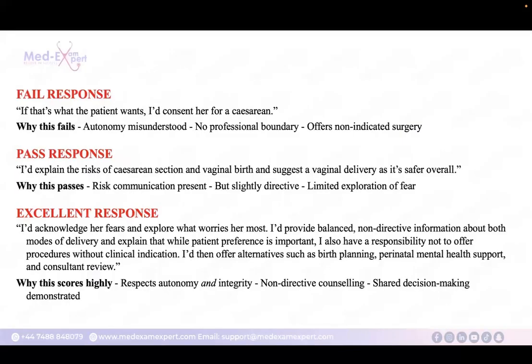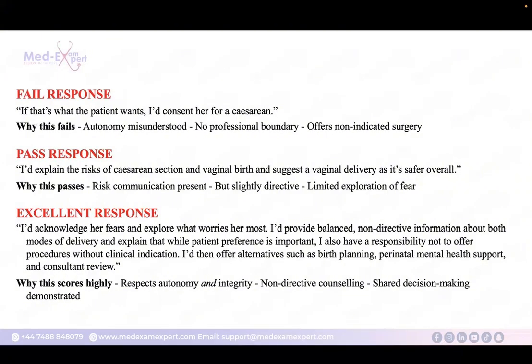So if I was the examiner and I asked you that, would you agree for this patient to have the cesarean section? And you say, yes, that would be a total fail for you. And why would this be a fail? Because you misunderstood the autonomy, which I said initially, that autonomy is not equal to entitlement for surgery, and there's no professional boundary there. So, you offer non-indicated surgery for these patients.